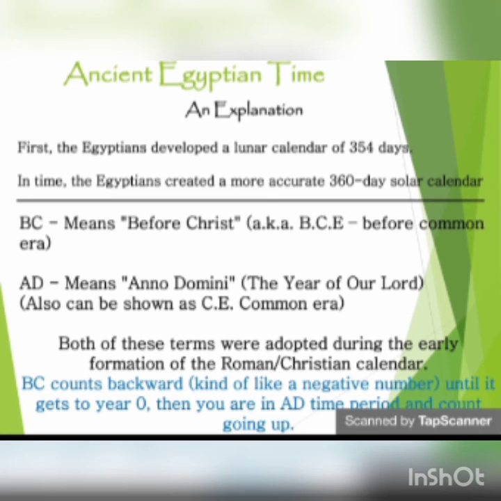BC counts backward, kind of like a negative number, until it gets to year 0, and then we are in the AD time, where it is going up. So it is Anno Domini, AD. Before that, it was said as BC 14500. Likewise, BC was decreasing and AD was increasing.